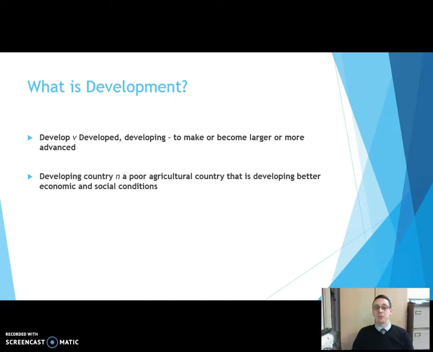If we look at it in terms of a country, a developing country, noun: a poor agricultural country that is developing better economic and social conditions. Now, that's a lot more geographical. It's something that we can really get our teeth into more, and start to take apart and think, okay, if a developing nation is a poor agricultural one that's trying to improve its economic and social conditions, what are those conditions? How do we measure them? Why are they the way they are? And what can be done to improve them?